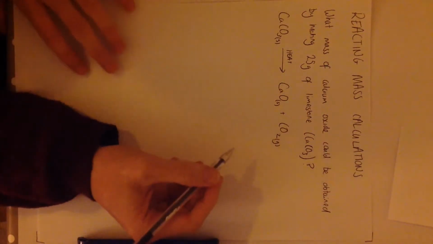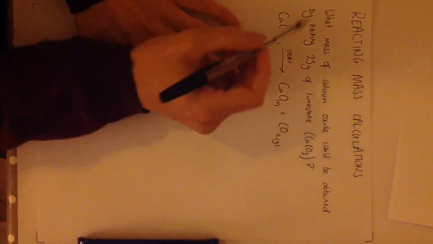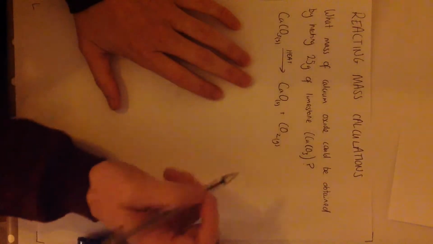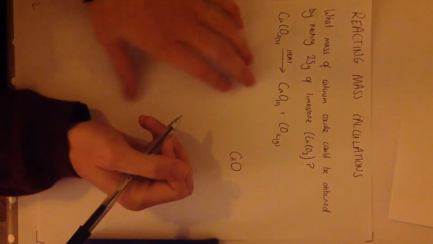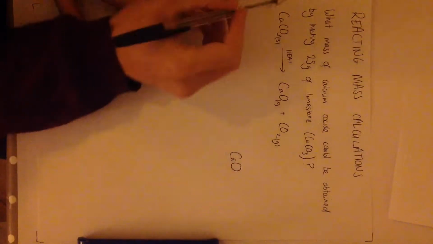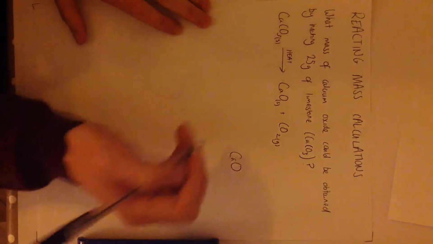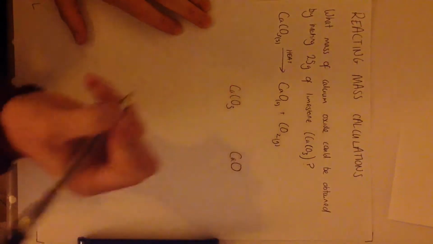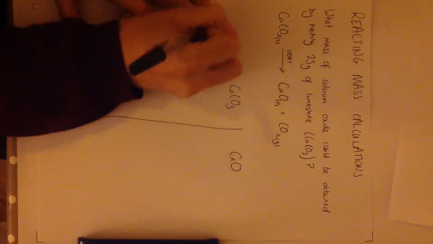The next step is to look at the question. What is it asking me about, and what does it tell me about? In this case, the question is asking me about the calcium oxide. What mass of calcium oxide? I'm going to start with this. Could be obtained by heating 25 grams of limestone or calcium carbonate. It tells me about the calcium carbonate. We can actually ignore everything else and start our calculation.